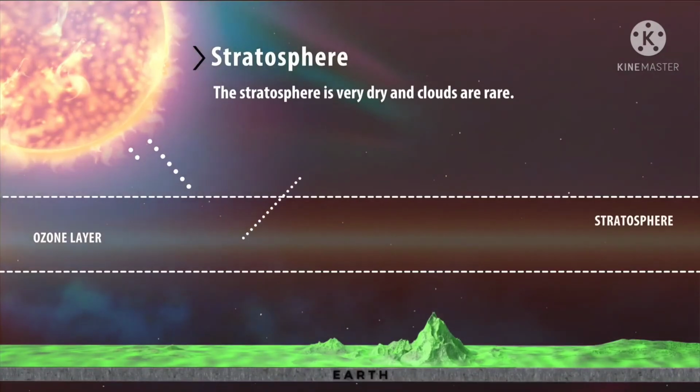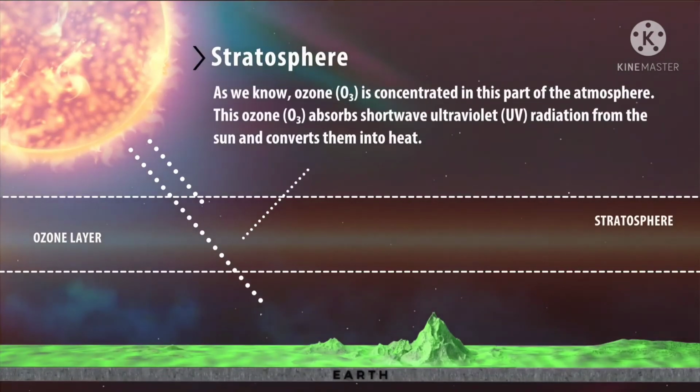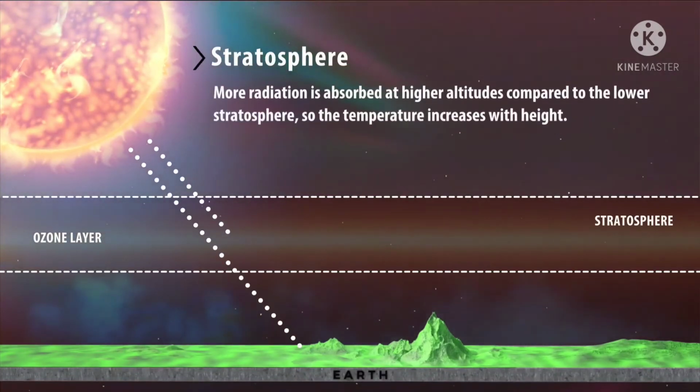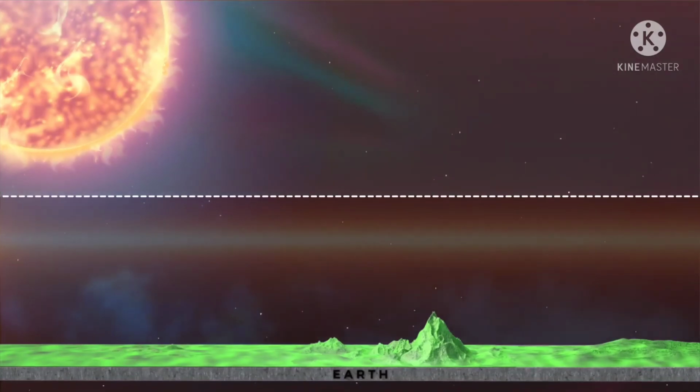In the stratosphere, the air is very dry and clouds are rare. As we know, ozone is concentrated in this part of the atmosphere. This ozone absorbs short-wave ultraviolet radiation from the sun and converts it into heat. More radiation is absorbed at higher altitudes compared to the lower stratosphere, so the temperature increases with height.